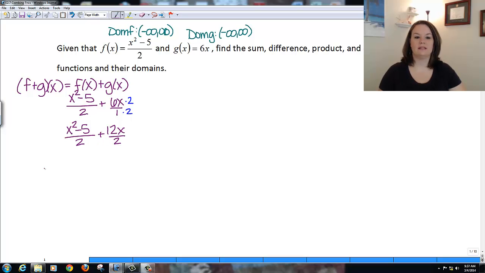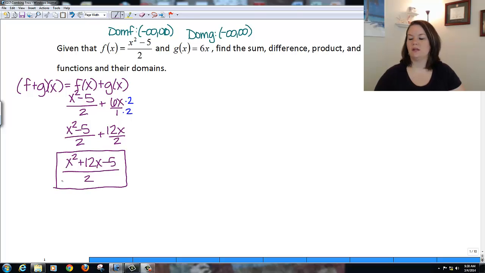And then I can combine these terms. Which means that f plus g of x is the same as x squared plus 12x minus 5 all over 2. And I wrote it in descending order. So I'm going to leave it like that. The only other way you can enter this on my math lab and it'll allow it is if you break it apart and write each piece over 2. So if you were to enter this as 1/2 x squared plus 6x minus 5/2, it would allow that as well. I'm not going to leave that on here though. I'm just going to leave it how it is.